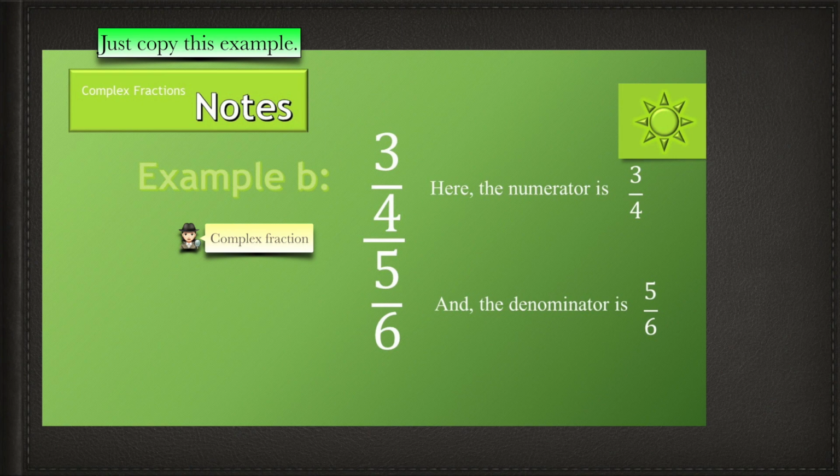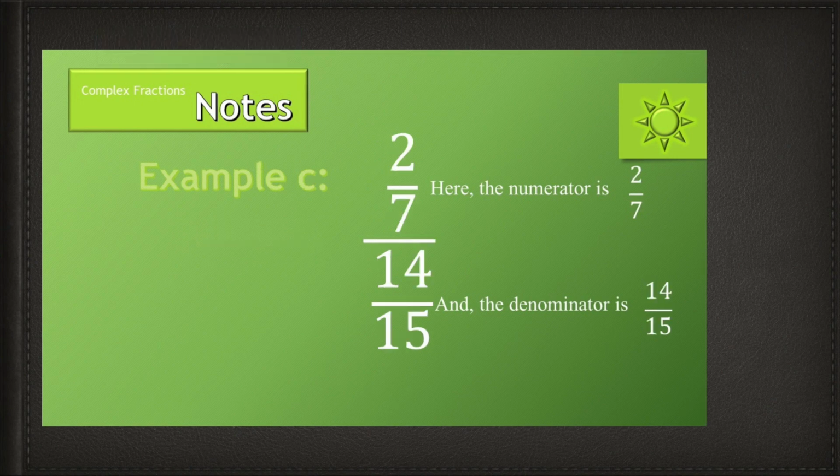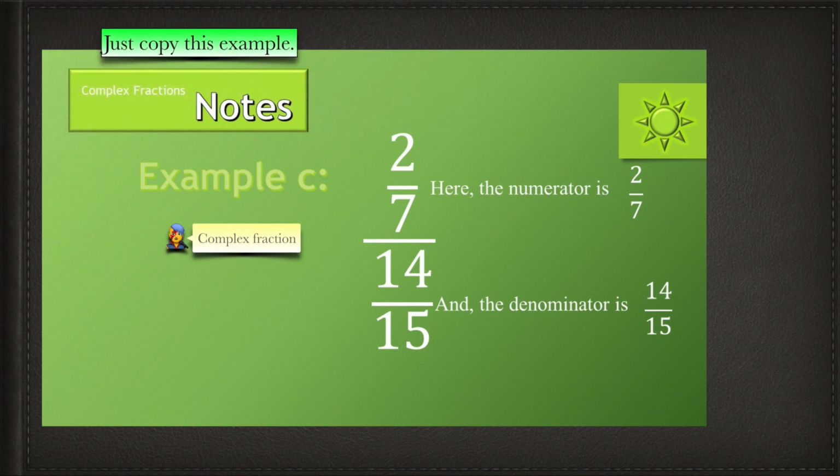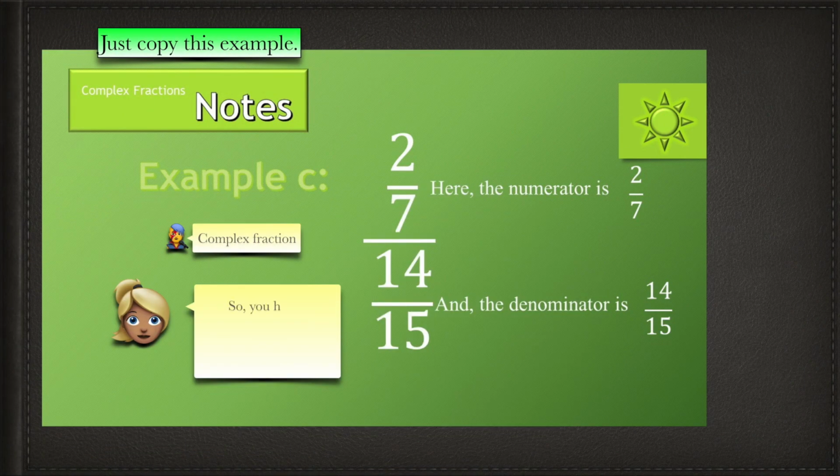You could read that as 3/4 over 5/6. And example C. Another complex fraction. So, you have 3 examples. Let's learn how to simplify these.